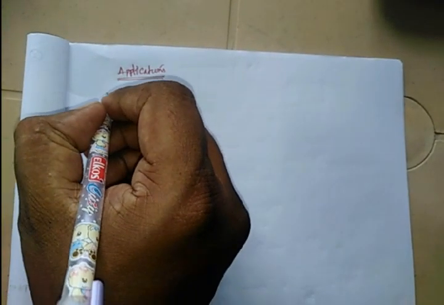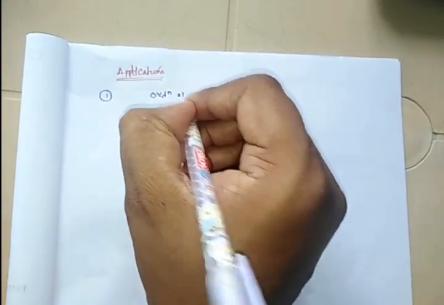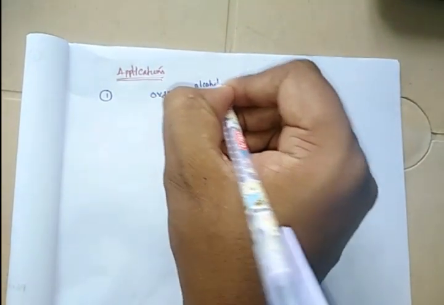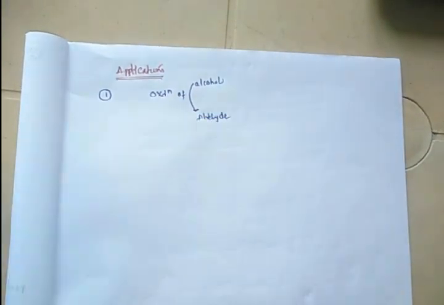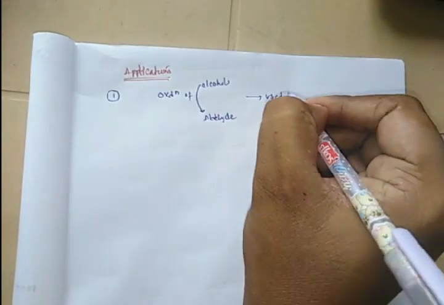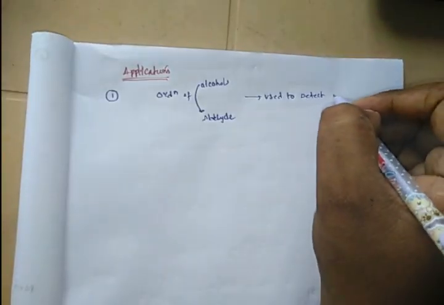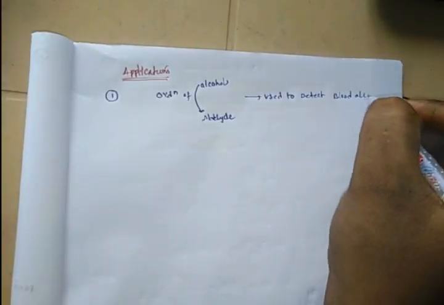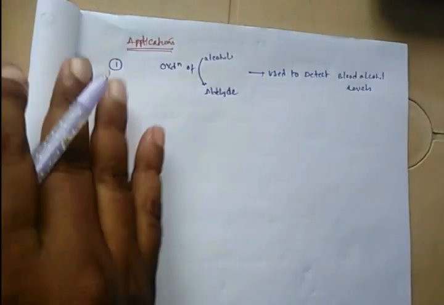So coming to the applications, this reaction, the oxidation of alcohol into aldehydes, is used to detect blood alcohol levels, the levels of alcohols in the blood.